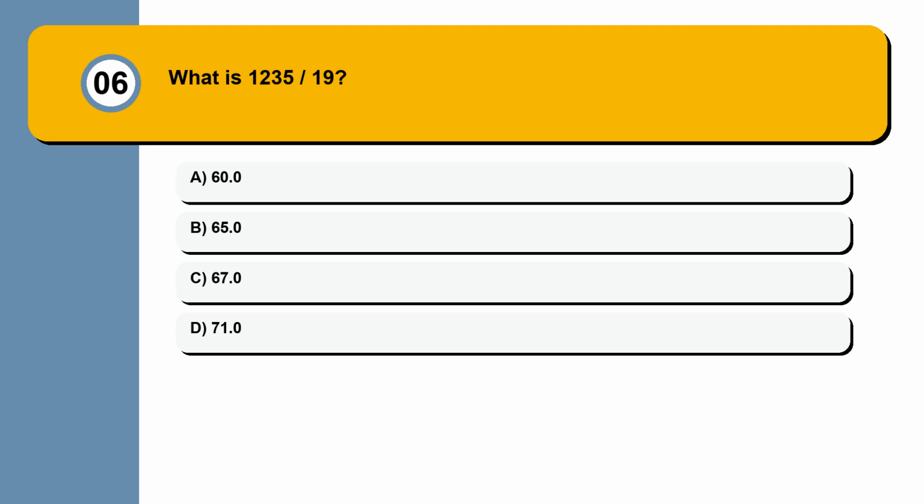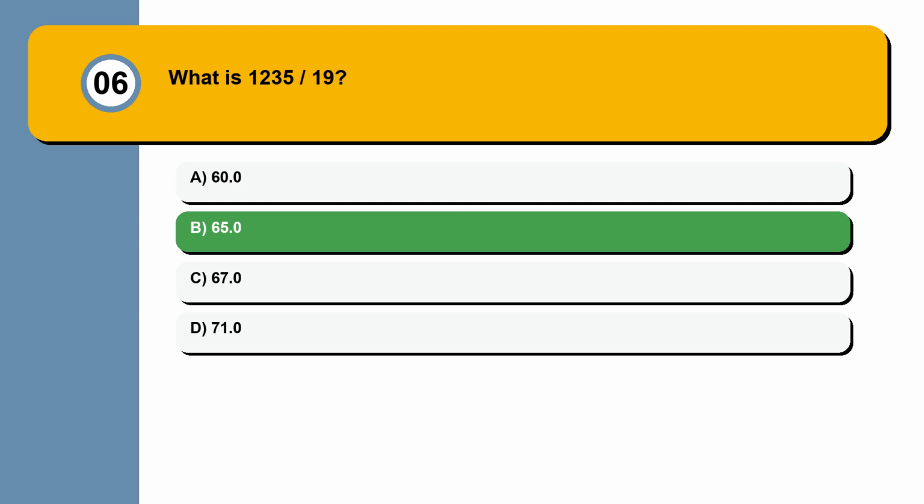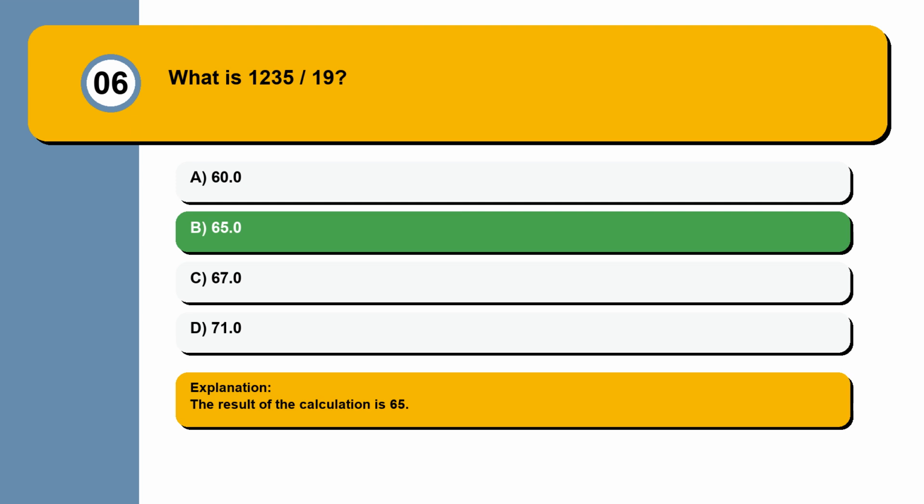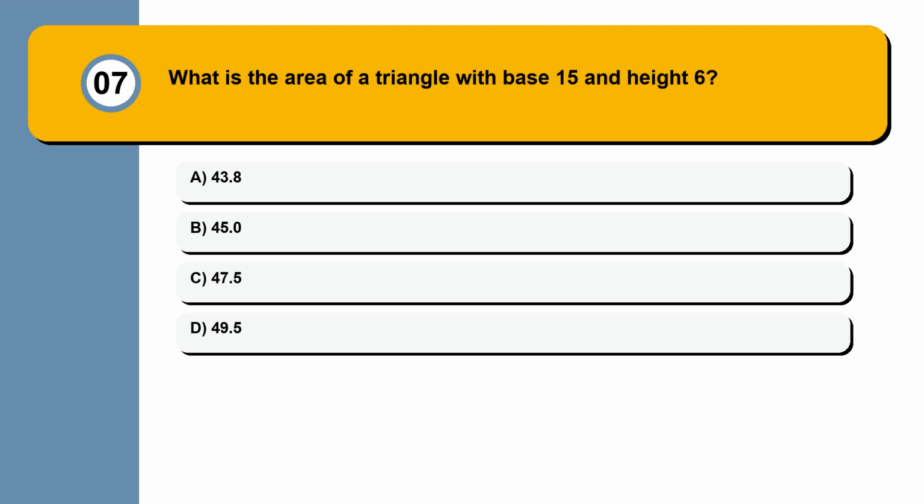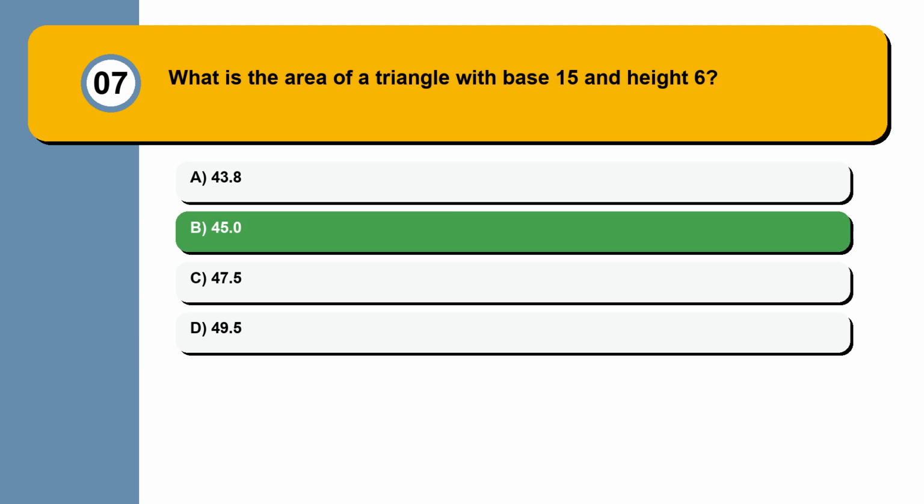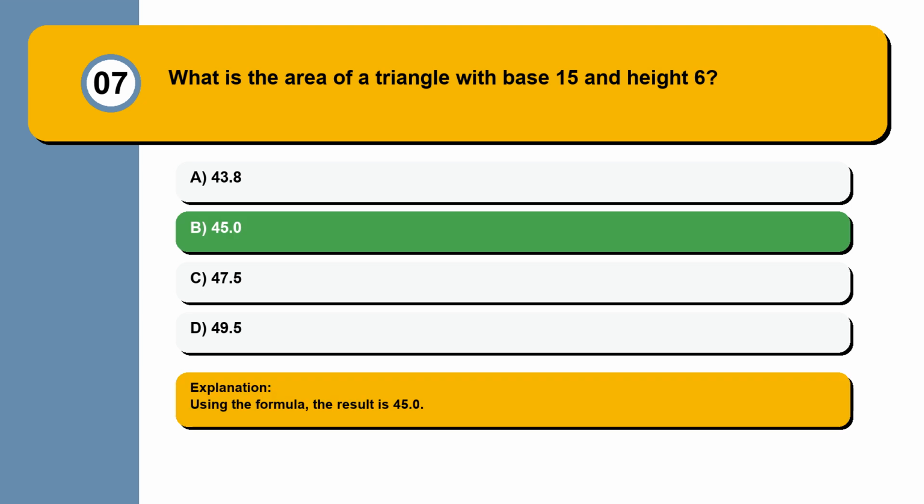Question 6. What is 1235/19? 60.0, 65.0, 67.0, 71.0. The result of the calculation is 65. Question 7. What is the area of a triangle with base 15 and height 6? 43.8, 45.0, 47.5, 49.5. Using the formula, the result is 45.0.